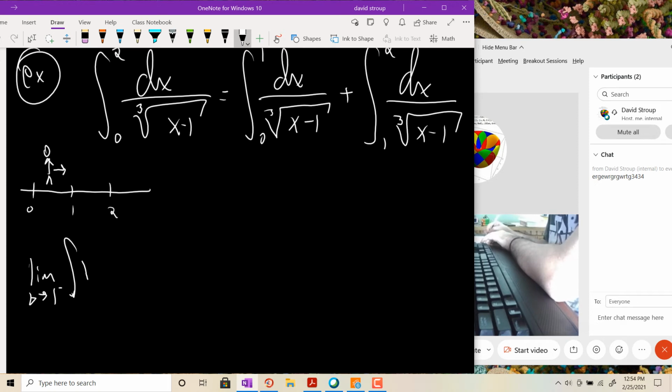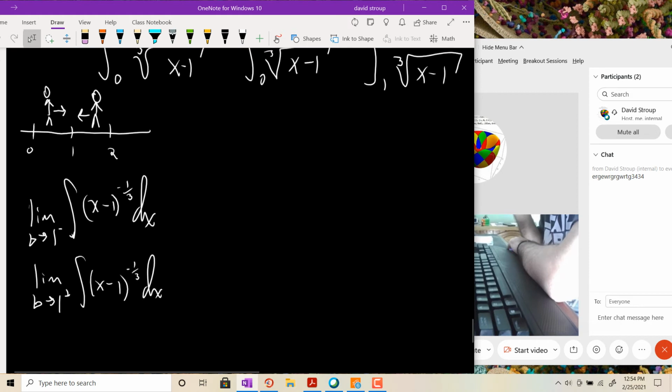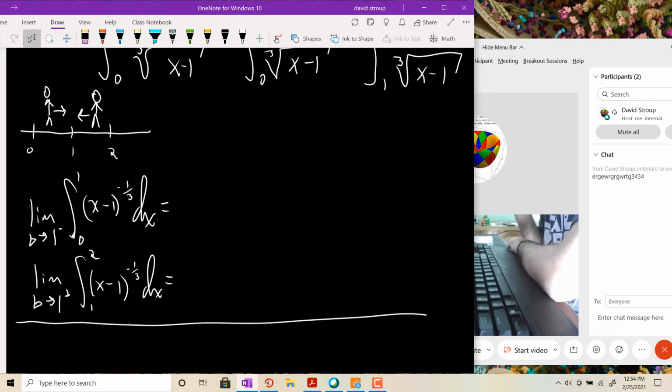Let me rewrite the integrand a little bit. So let's not use that symbol. I want x minus 1 to the negative 1/3 dx. And then the other integral, approaching 1 from the positive numbers. Okay, so that'll be plus. And I have x minus 1 again to the negative 1/3 dx. So 0 to 1, and then 1 to 2. And here we go. Hopefully we'll be able to add them up.